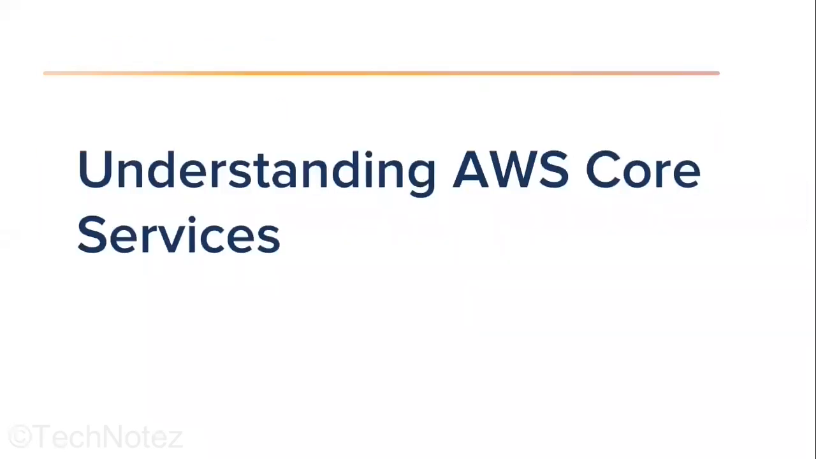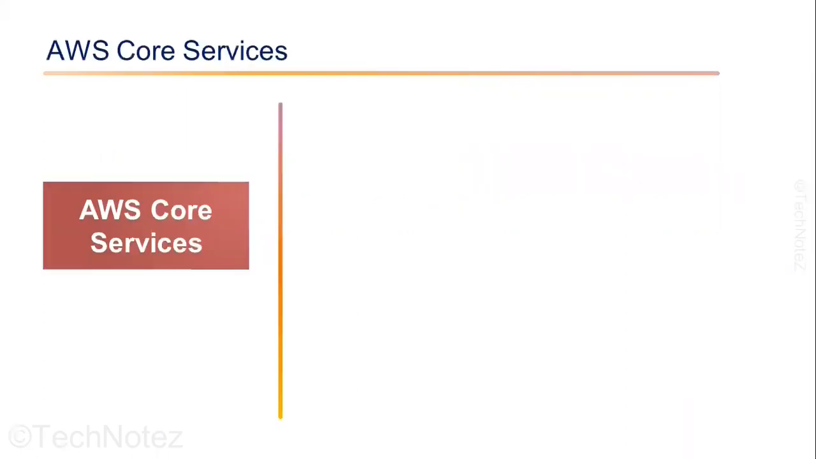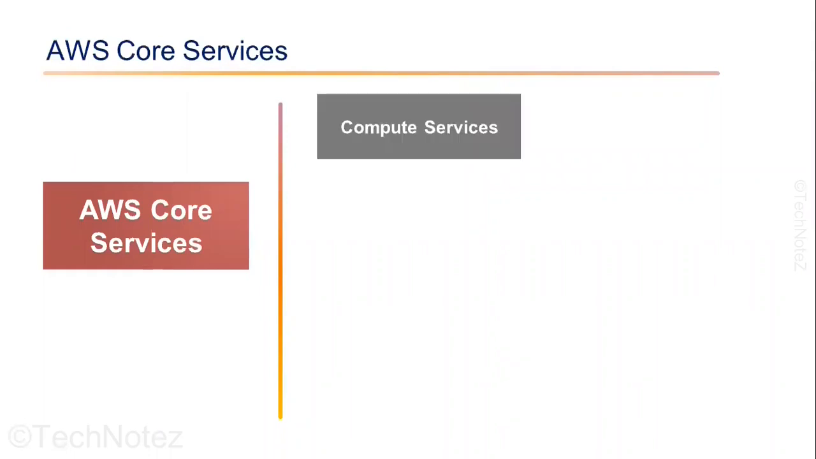AWS offers a wide range of services to help organizations build and operate their applications and services in the cloud. The core services of AWS can be grouped into several categories, such as compute services. Compute services allow you to run virtual machines, containers, and serverless functions in the cloud. Examples include EC2 instances, AWS Elastic Beanstalk, and AWS Lambda.